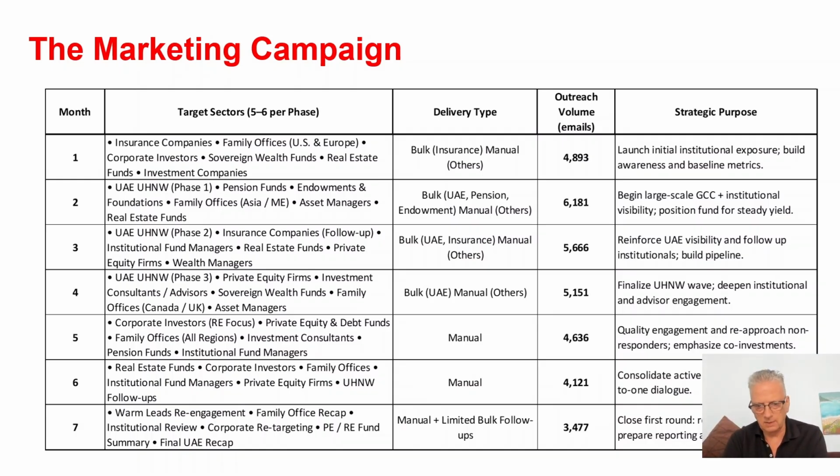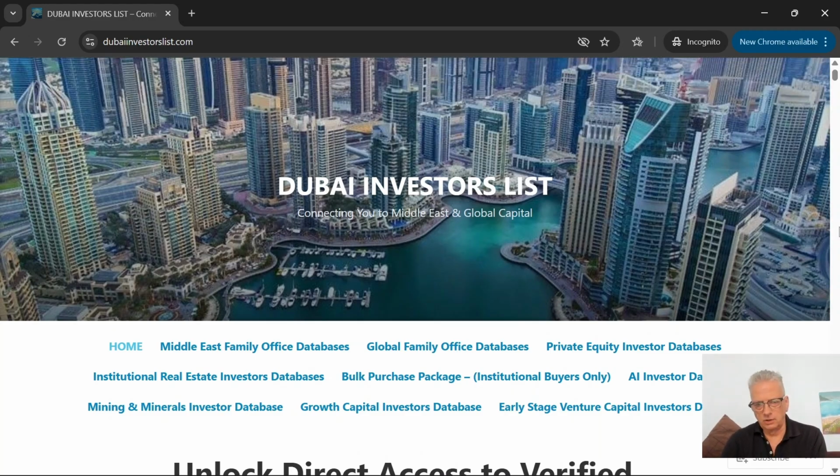And during this time, we're going to be getting emails coming in with interest, and that has to be managed within the campaign. So again, 7 months, pretty key outreach on all the months, with the goal again being $100 million.